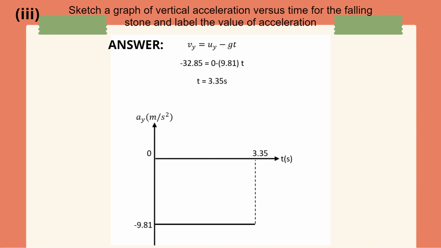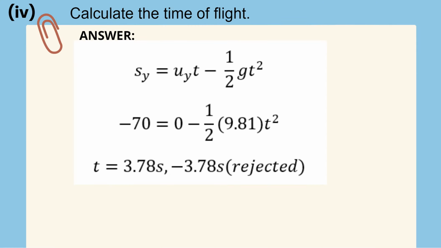Let's move on to the next question. Calculate the time of flight. For this, we actually did the part in the graph question, so it's the same. We will apply s = ut + ½at², where s given is minus 70, u is 0 meters per second, and a is gravity acceleration of minus 9.81 meters per second squared. And you will find that the time is 3.78 seconds.